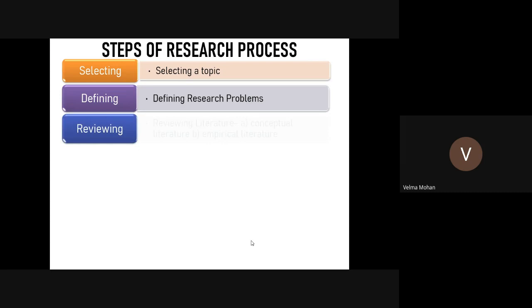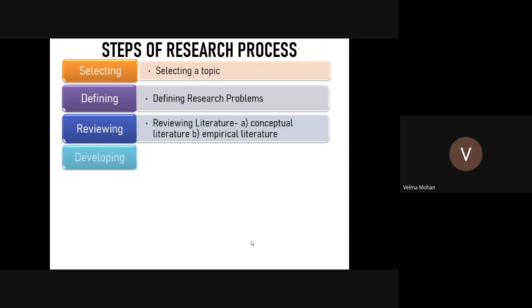Next, extensive reviewing of literature. To understand the defined research problem in a meaningful context, we have to review the literature. There are two types of literature: conceptual literature, which includes the concepts and theories, and empirical literature, which consists of data found in existing literature that is similar to the problem under study. Next is developing hypothesis. Hypothesis is a prediction or assumption made based on previous research.